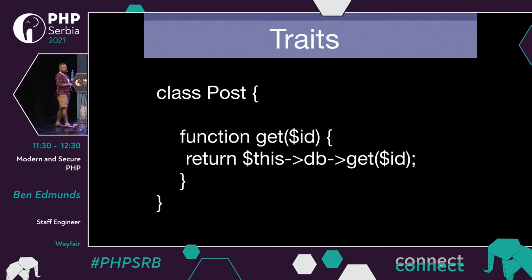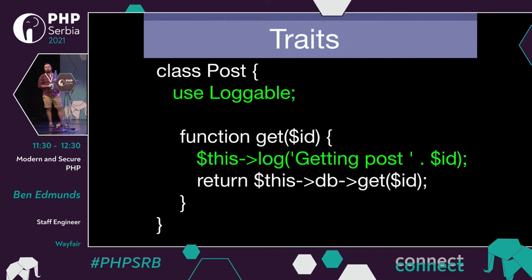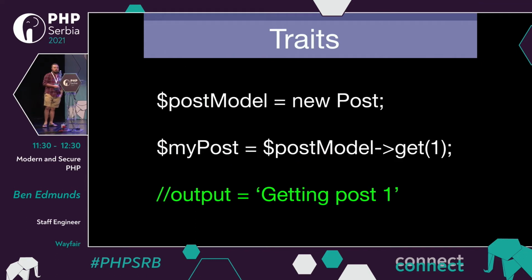And then we have the class Post. This would be like a post model. Here we're going to get something from the database. Now we can use the loggable trait, and that gives us access to the logging methods. We could just use this log straight from our get method there. If you instantiate a new post and then call get on that post, you would see the output from the logger.